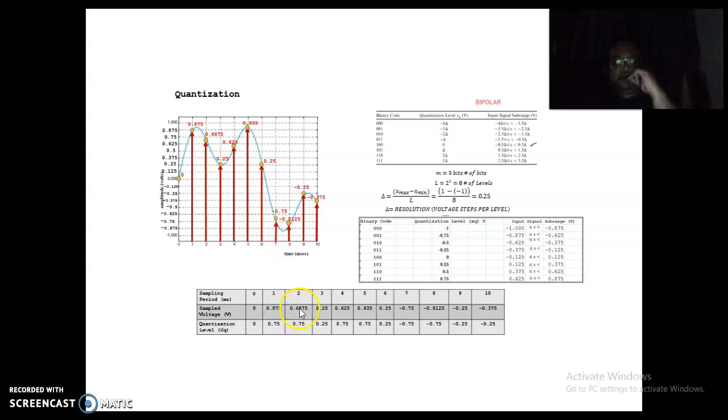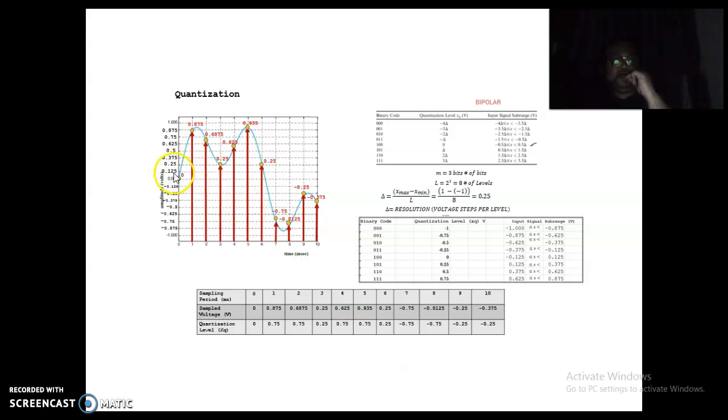So 0.875 falls at what? Here. So it will be given a quantization level of 0.75. For example, at time 6, the sampled voltage is 0.25. So 0.25 falls within this range, so it will also be given a quantization level of 0.25. So that's the quantization level.